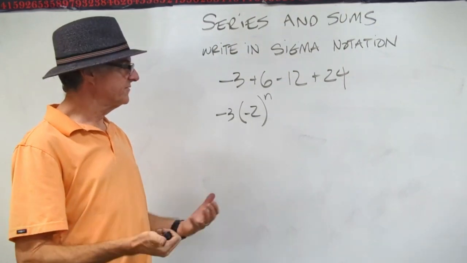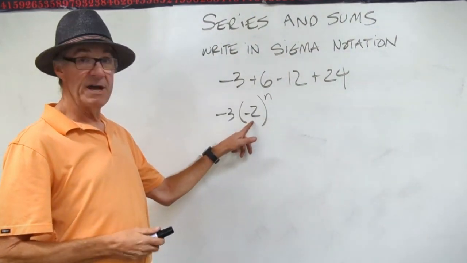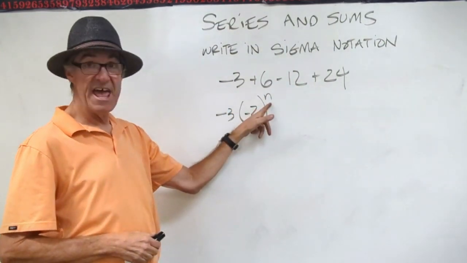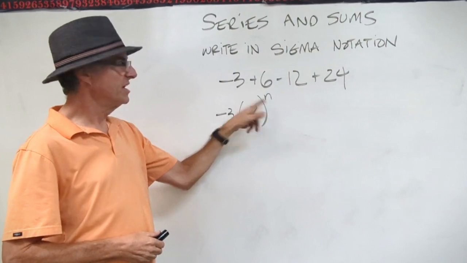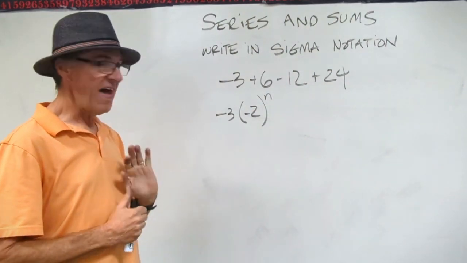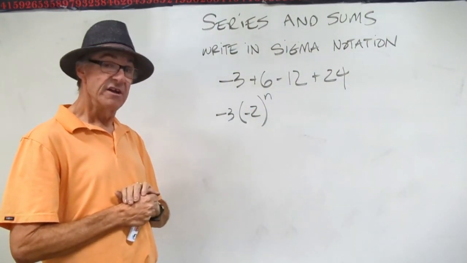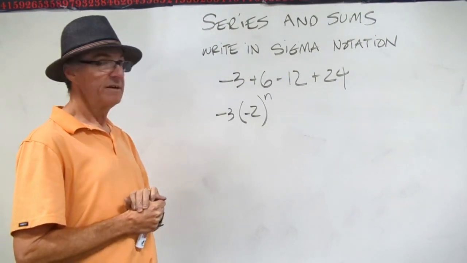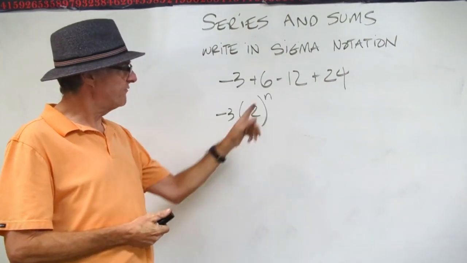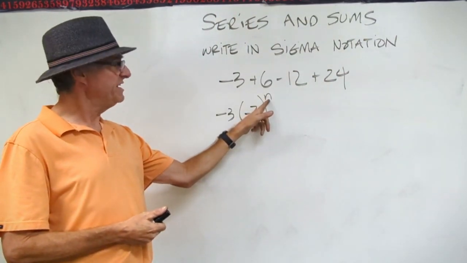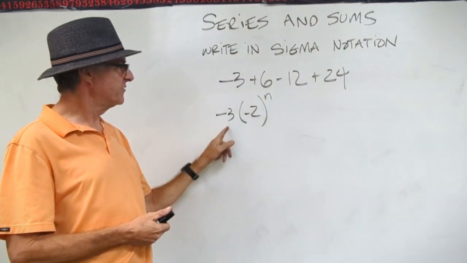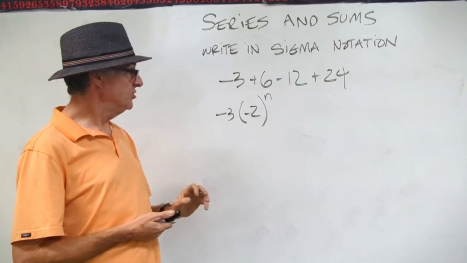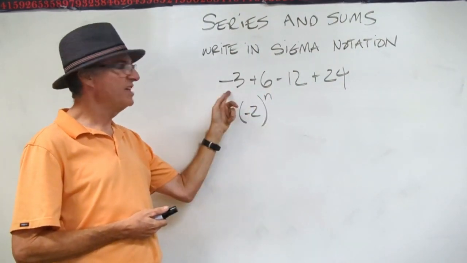All right, so here's the formula I came up with. I'm multiplying by negative 2 every time to get my next term. So negative 2 to the n, and I'm starting with minus 3 times negative 2 to the n. Now, think about that. There's something not quite right there that we can fix with the sigma notation. If you went, well, but the first term, we put a 1 in there. So this would be -3 times -2. So by this formula, the first term should be +6, but it's not, it's -3.